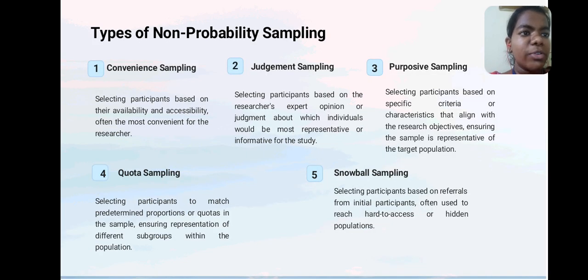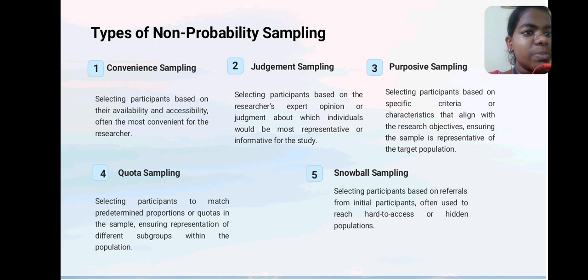So these are the types of non-probability sampling. There is convenience sampling, judgment sampling, purposive sampling, quota sampling, and snowball sampling. So convenience sampling is nothing but selecting participants based on availability and accessibility, often the most convenient for the researcher. And then judgment sampling is selecting participants based on the researcher's expert opinion or judgment about which individuals would be most receptive or informative for the study.